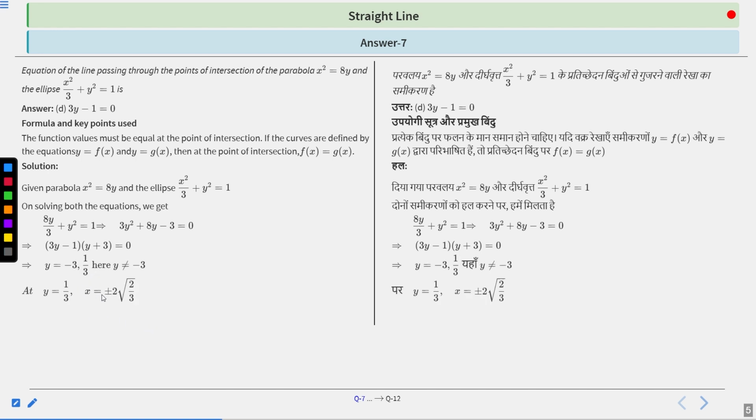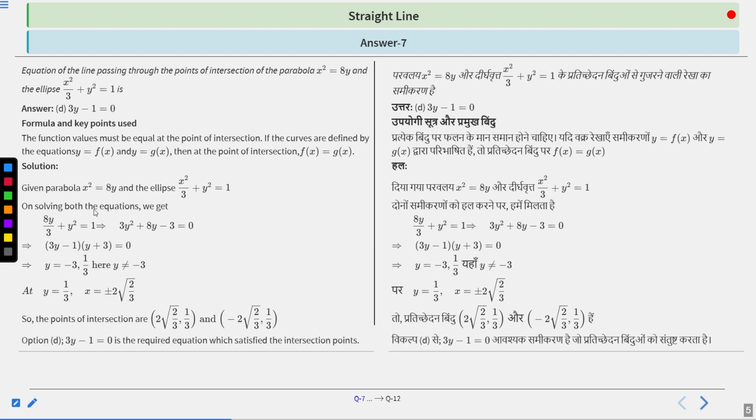Here y is not equal to negative 3, because when you put y equal to negative 3 in the equation of the parabola, you will get x square as negative 24, and the square of anything cannot be negative, right? Therefore, y equal to minus 3 is rejected. So y is equal to only 1 by 3. Now at y equal to 1 by 3, x is equal to plus minus 2 root 2 by 3. Got it? So the points of intersection are (2 root 2 by 3, 1 by 3) and (negative 2 root 2 by 3, 1 by 3).